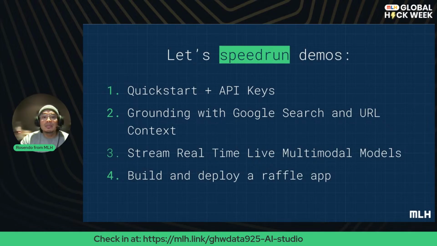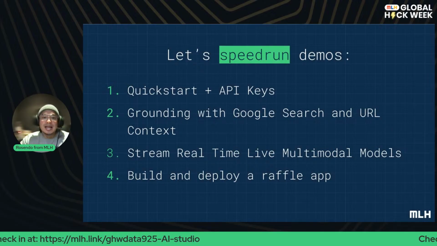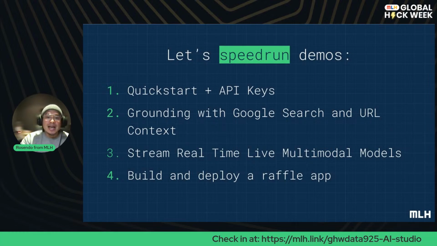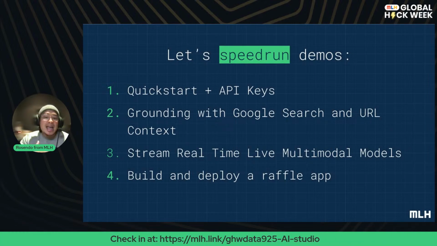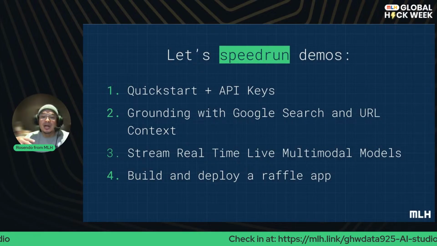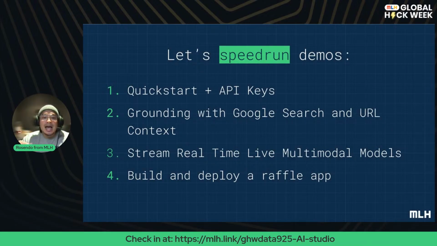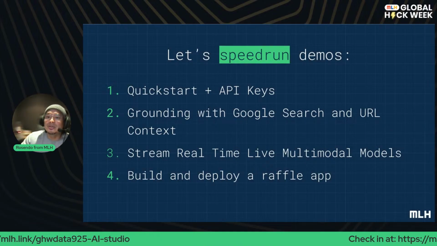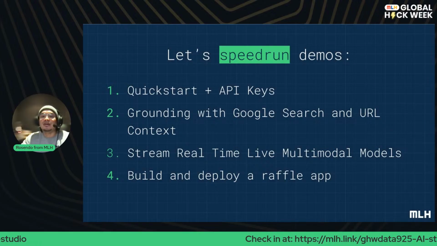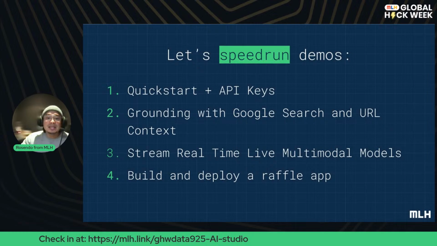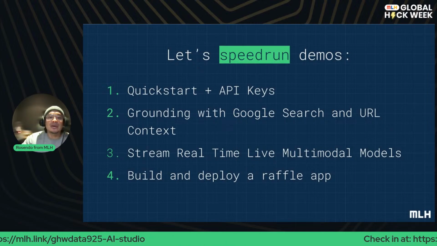Just to let y'all know, we're going to be speed running these demos today. The first thing we're going to do is a quick start, and I'm going to show y'all how to grab some API keys. Next, we're going to discover grounding with Google Search and also URL context with the chat application here in Google AI Studio. We're going to stream real-time live multimodal models and see how that can actually assist us on our day-to-day basis. And then finally, I'm going to build and deploy a raffle app. And I don't know, maybe we'll use it to raffle off something to the folks in chat that are actually participating. And yeah, honestly, that's pretty much it. So with that being said, let's jump into the first step of our content here.